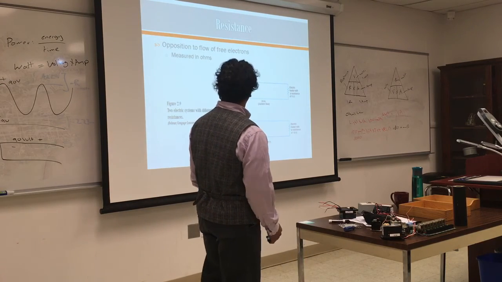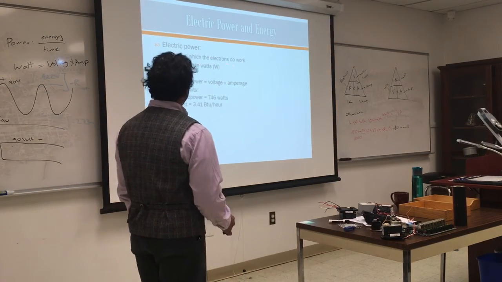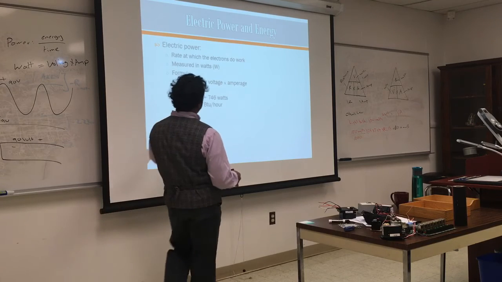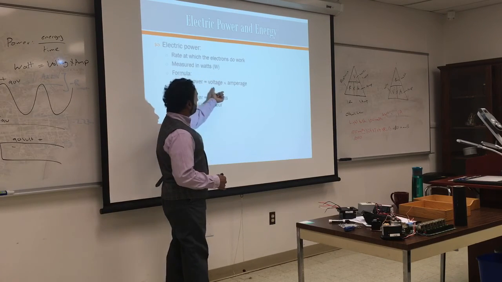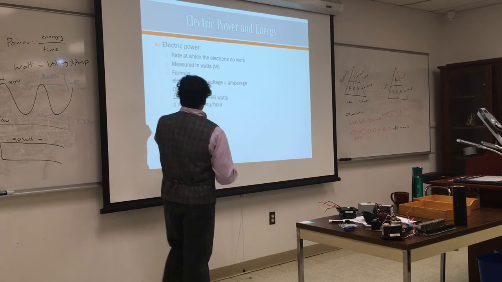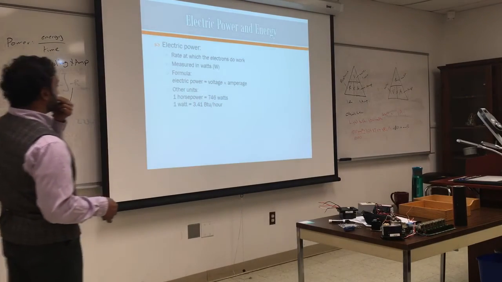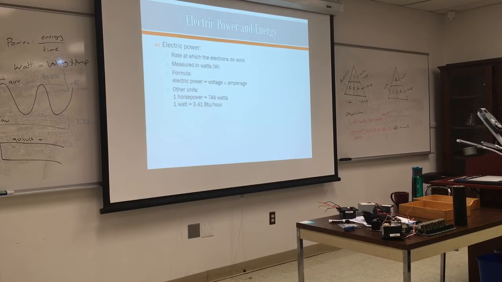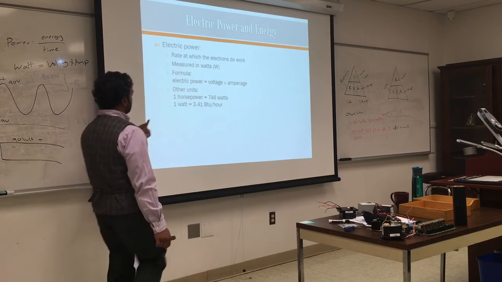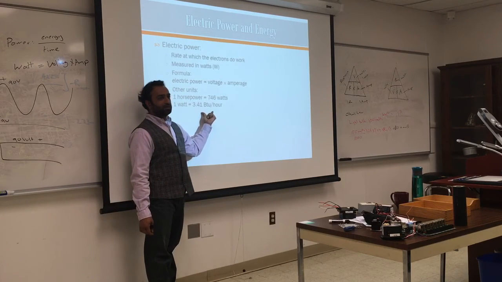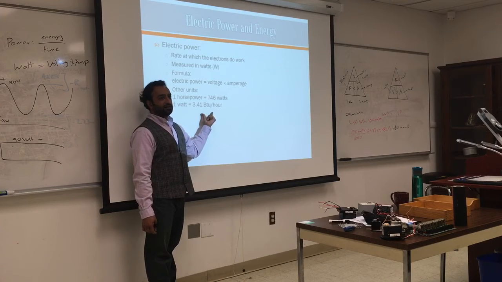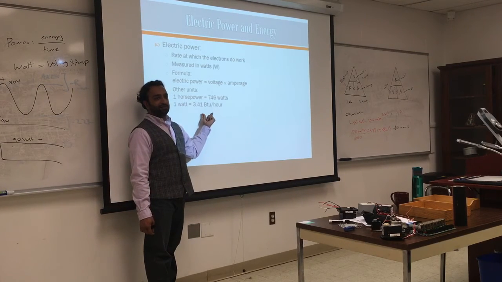Okay. The rate at which electrons do work is measured in watts. The formula is power equals voltage times amps. Other units you might see: 1 horsepower, which is 746 watts, and 1 watt is 3.4 BTU per hour. BTU per hour is our friend in HVAC. It's imperial, but we still use it because it's not going to change.